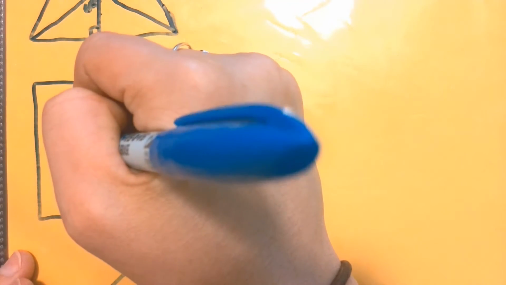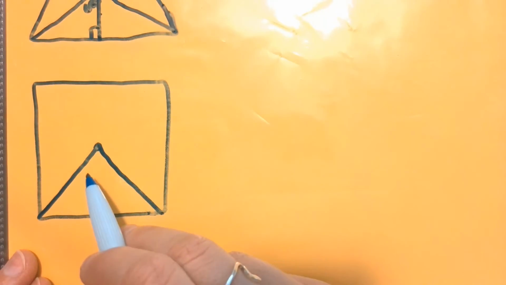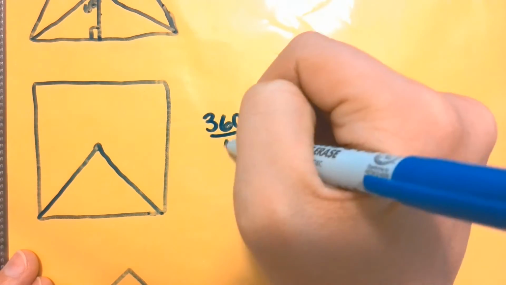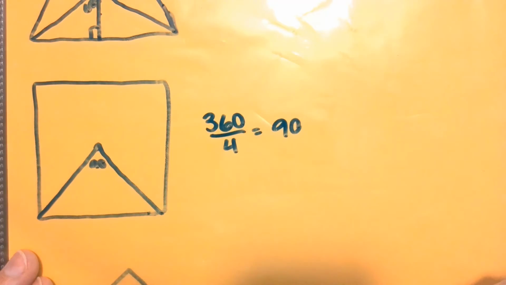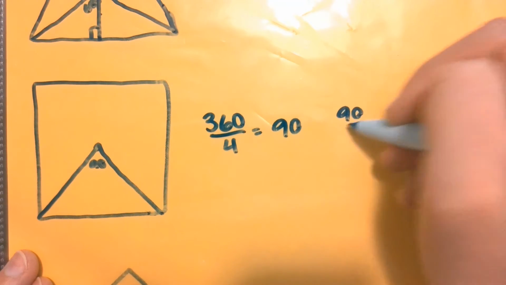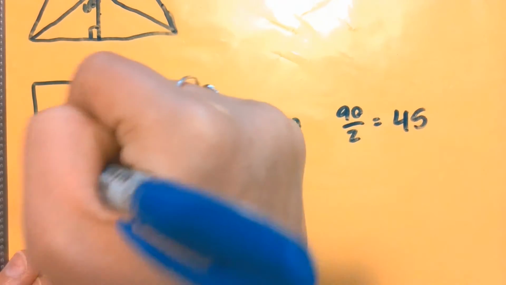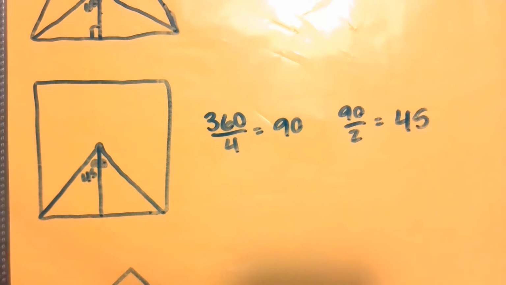Okay, so let's look at the square or regular quadrilateral. If we're finding that big angle, then I'm taking 360 divided by the number of sides. But then cutting that in half is what's going to give us the angle that we need in order to use trig. So we're going to have that 45-degree angle. It is a 45, 45, 90.